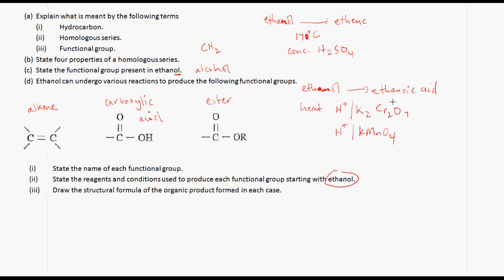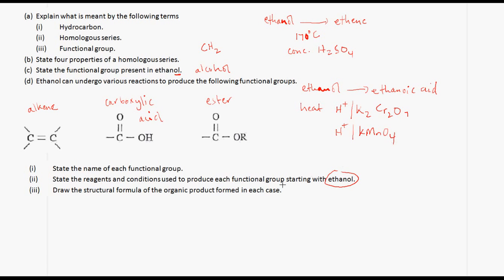And this reaction is an oxidation reaction. In the case of the potassium dichromate 6, we have a color change that takes place. We go from orange to green, and in the case of potassium manganate 7, we go from purple to colorless.